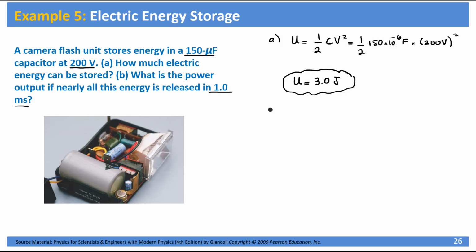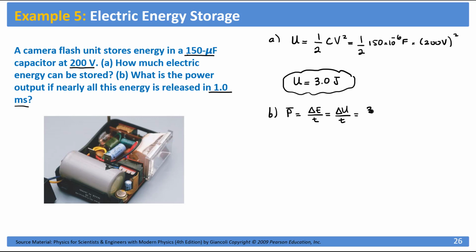Now in part B, the question was to calculate the power, and if you remember from Physics 101, we defined the power as the rate at which the work is done or the rate at which the energy is changing. So I'm going to make use of the second definition here. So the average power is going to be equal to the change in energy divided by the time it takes to have that much change. And in this case, the energy is the energy stored in the capacitor. So I'm going to have delta U divided by time. We started with this much energy and all of it is released.